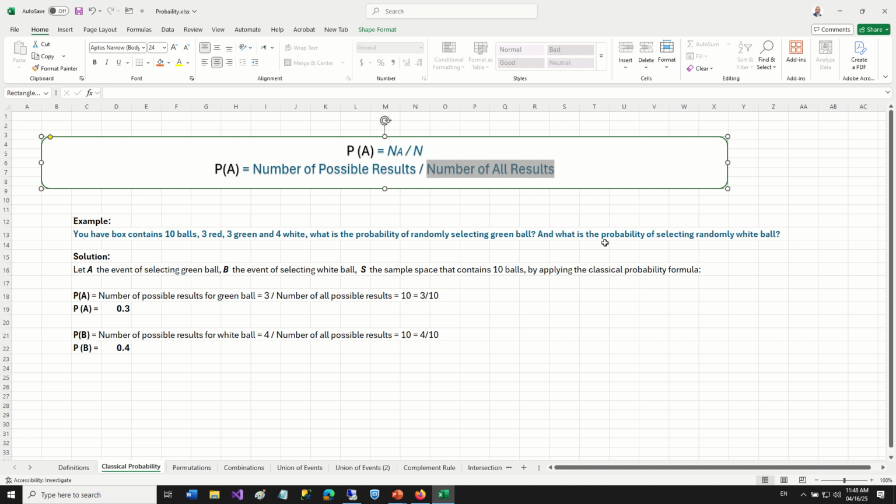For the solution, let A be the event of selecting a green ball and B the event of selecting a white ball. We have 10 balls, so the probability of A equals the number of possible results for green ball, which is 3, divided by the number of all possible results, which is 10. So the probability of A is 30% or 0.3. Similarly, for the probability of B, it is the number of results of white ball, which is 4, divided by total possible results, which is 10. So it is 4 divided by 10 equals 40%.